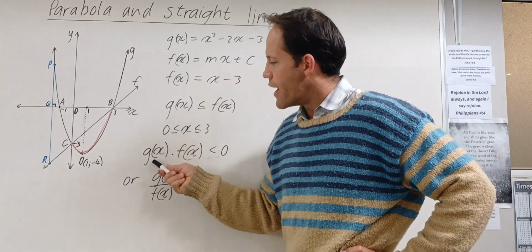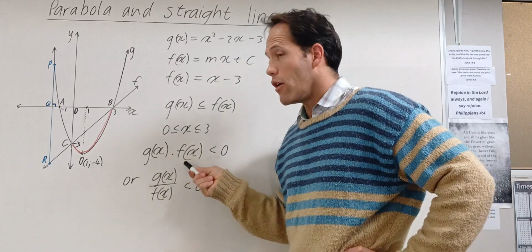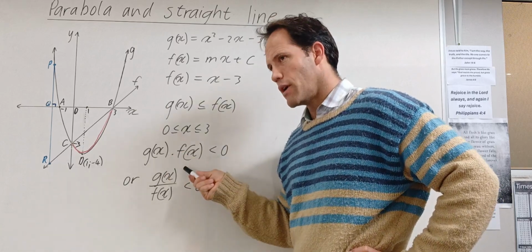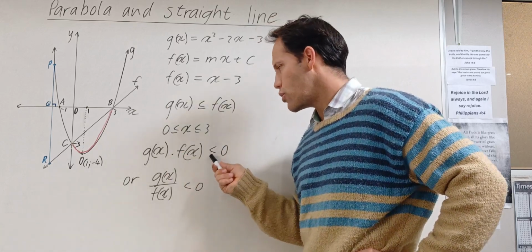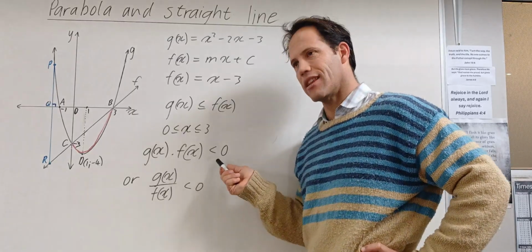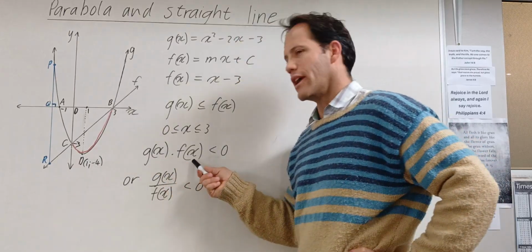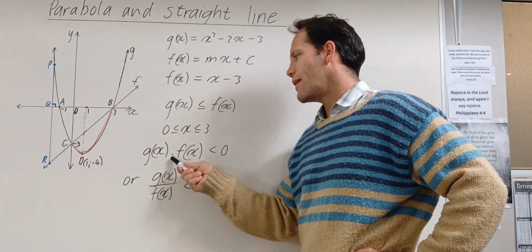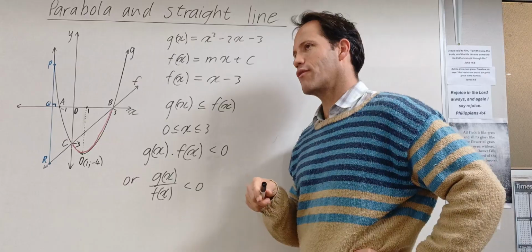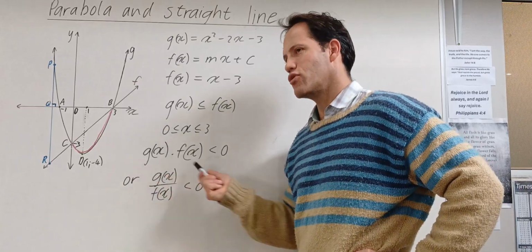So you look at the y values for g and the y values for f. And when you multiply them, you want to know, in this case, where is it smaller than 0, which means where will it be negative? Smaller than 0 means negative. So when is it negative? When one is positive and the other one negative. A positive times a negative gives you a negative answer. A positive divided by a negative gives you a negative.